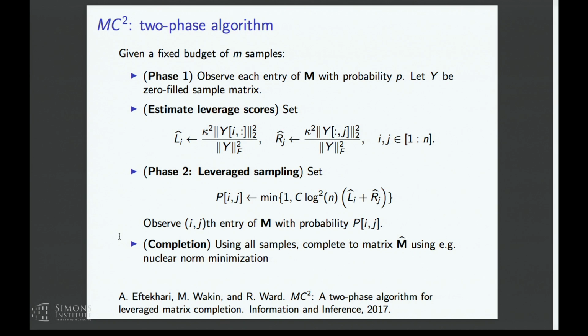So then we considered the two-phase sampling algorithm, which is just the same as before, except now we draw uniform samples from the matrix, and then we construct estimates of the leverage scores just by looking at the squared L2 norms of the rows and the columns of the resulting zero-filled sample matrix, properly normalized. Okay, so we're using these as our estimates for the leverage scores. And then from those estimates, we construct a weighted sampling distribution and then draw a second batch of samples according to that weighted distribution.